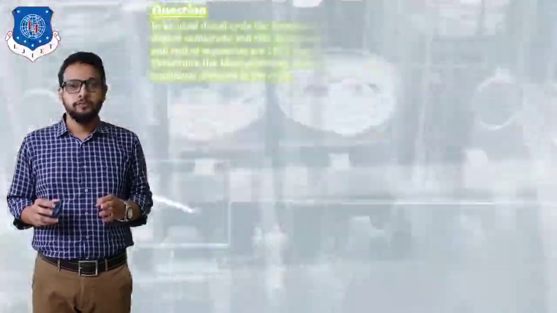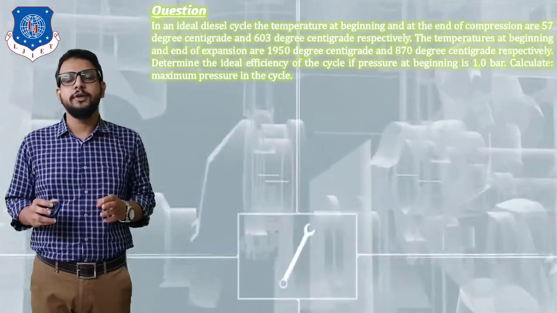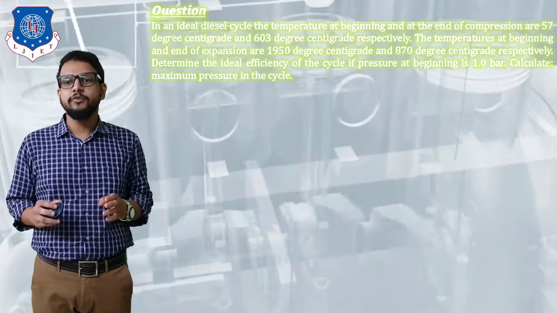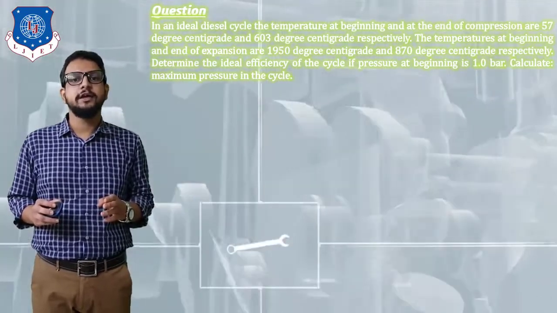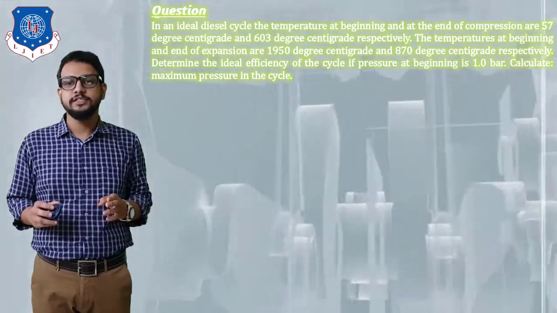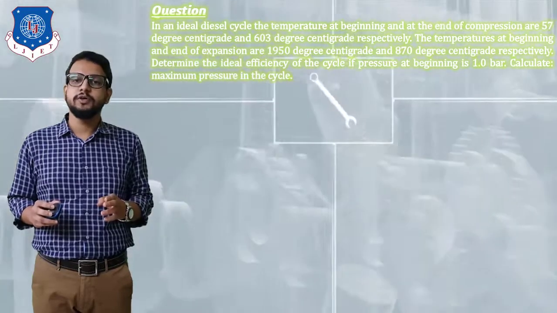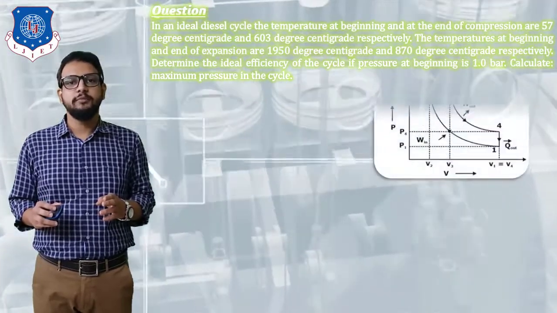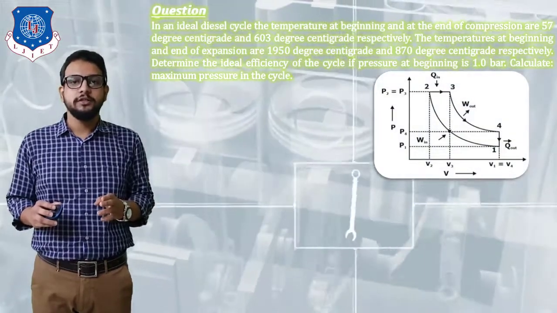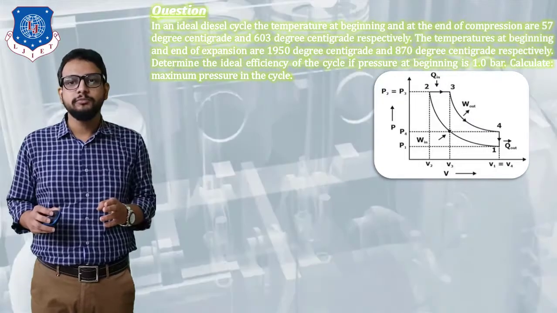Question number 1 is displayed on your screen. In an ideal diesel cycle, the temperatures at the beginning and at the end of compression are 57 degrees centigrade and 603 degrees centigrade respectively. So the temperature at the beginning of compression, T1, is given, and at the end of compression, T2 is given. This you can observe from a PV diagram, that is point number 1 and point number 2.